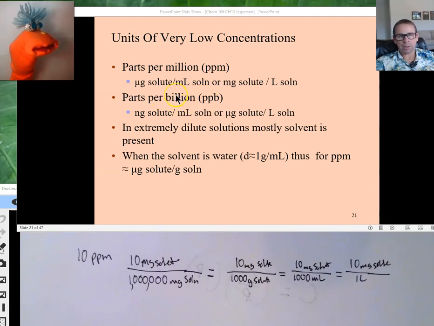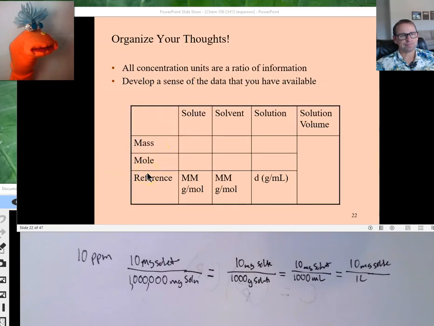And parts per billion are just divided by 1,000, right? Parts per billion divided by 1,000 gives you parts per million. Parts per million times 1,000 gives you parts per billion. Okay, and these units are generally reserved for solutions that have very low concentrations of a given compound.